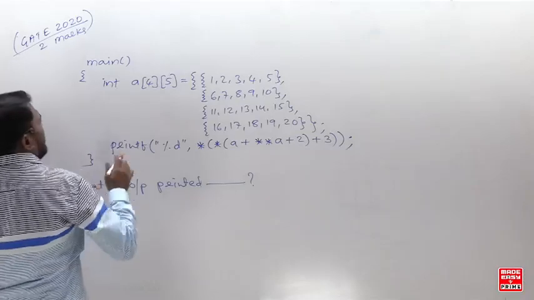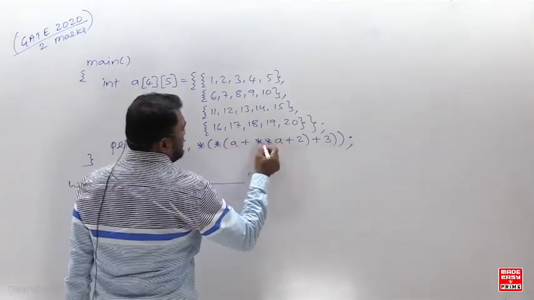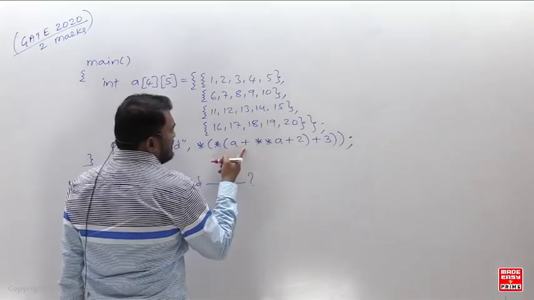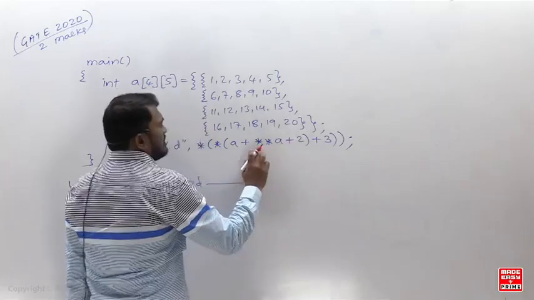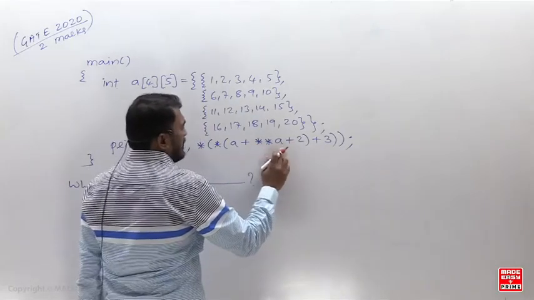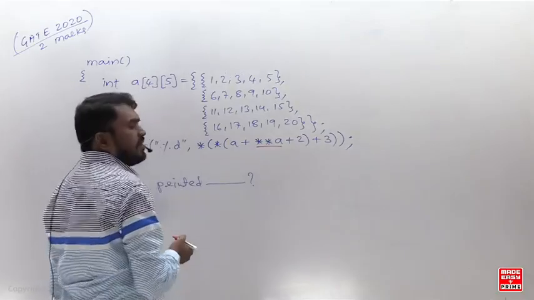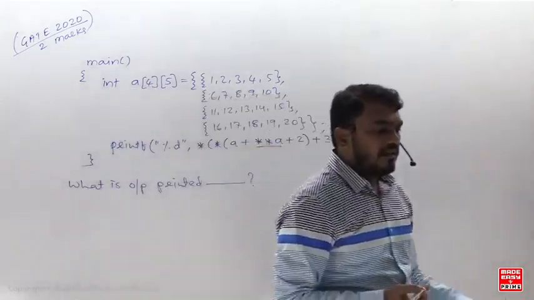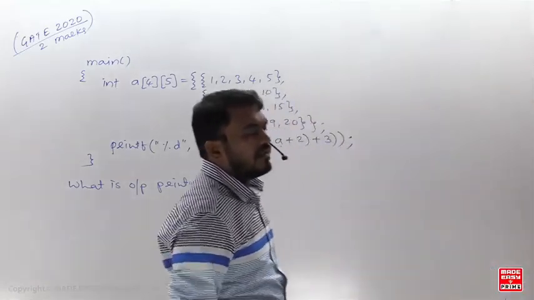So just listen carefully. Okay, a plus double star a plus 2. Now remember, this plus is a binary operator, and this plus is also a binary operator. So this double star a is a unary operator. So you have to evaluate this one first. Why? Because unary operators have high precedence compared to binary operators, right?